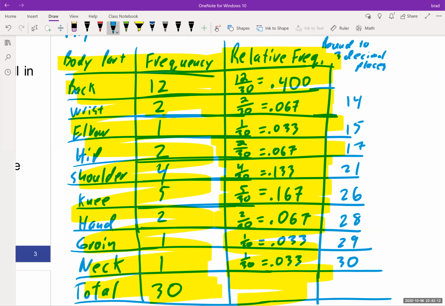So the thing about a cumulative, and right here you'd get 12. So the first one would be the same. I guess I'm just going to add it since I already did it.